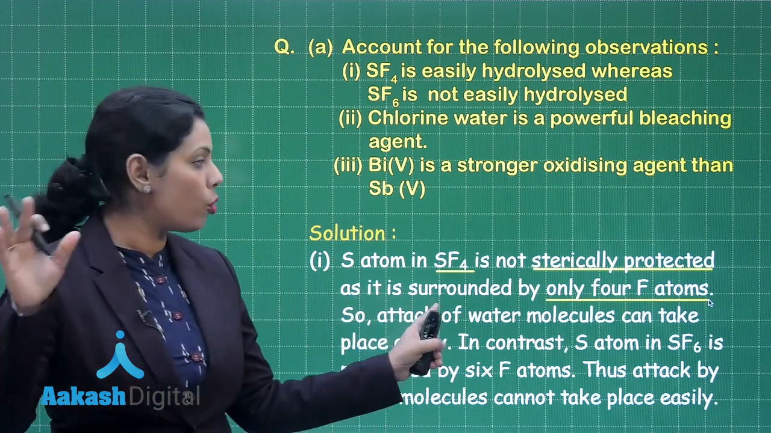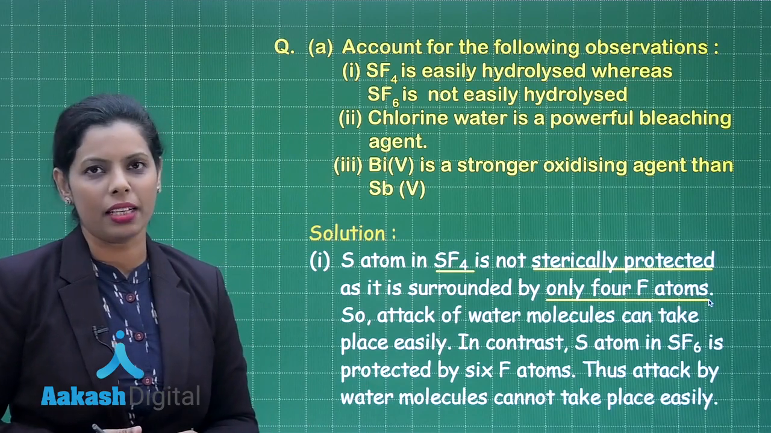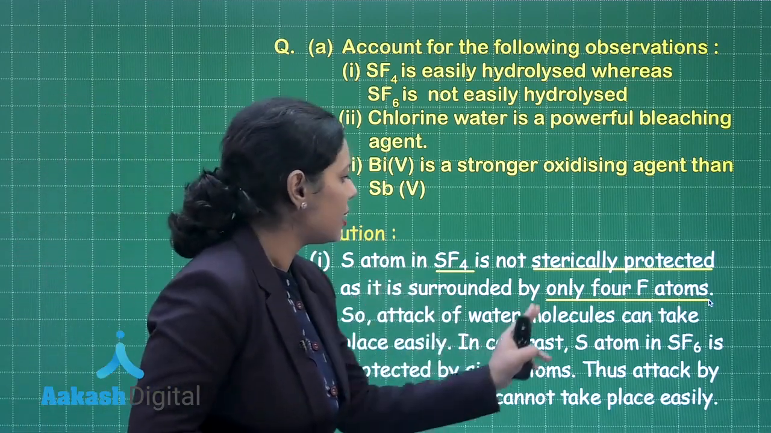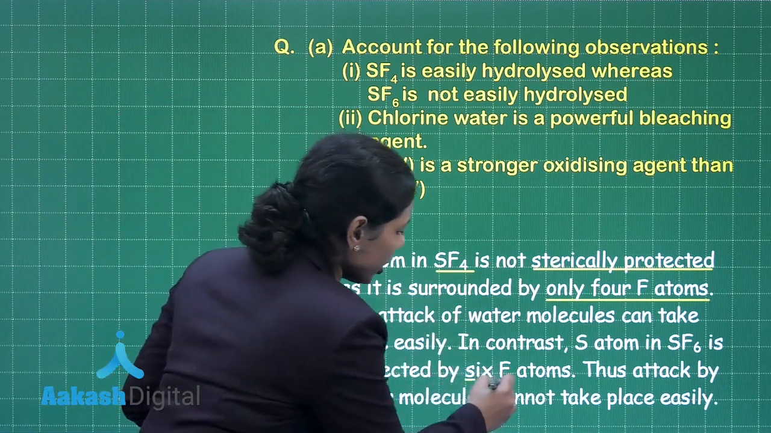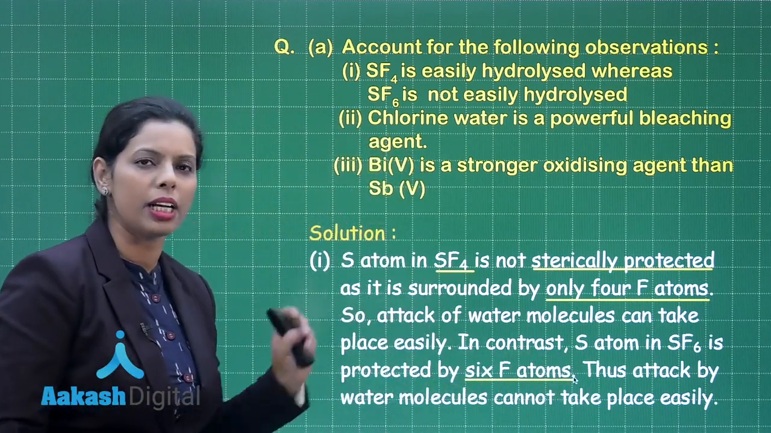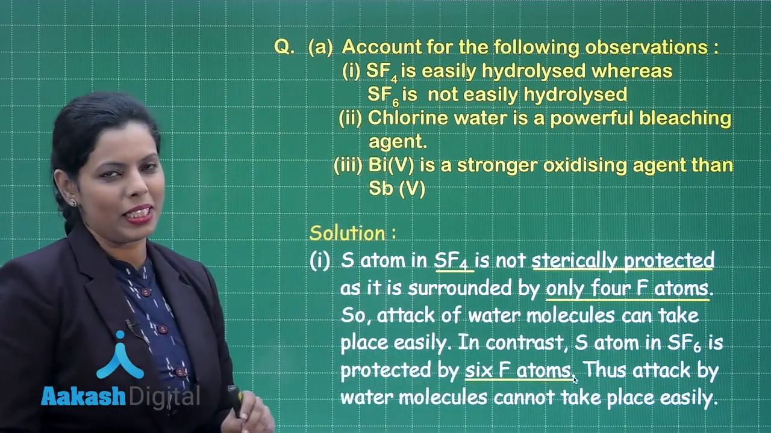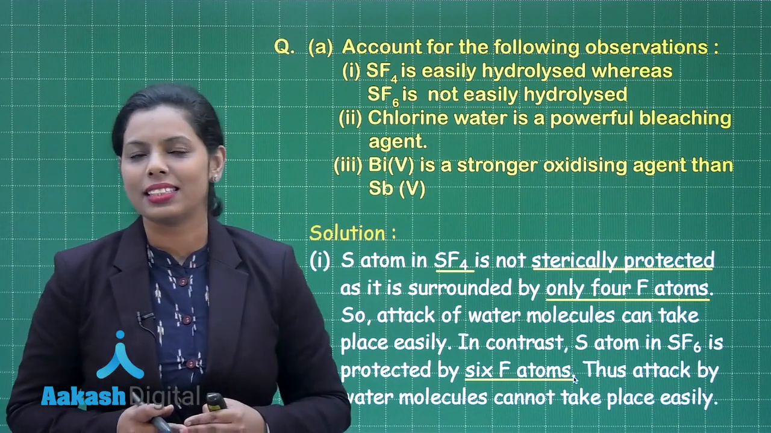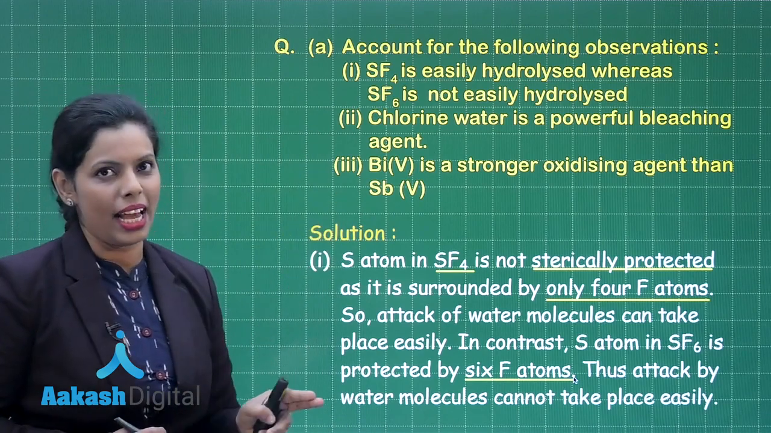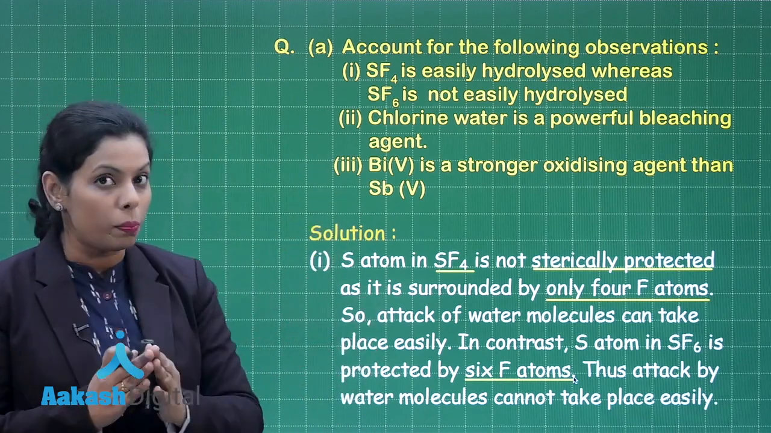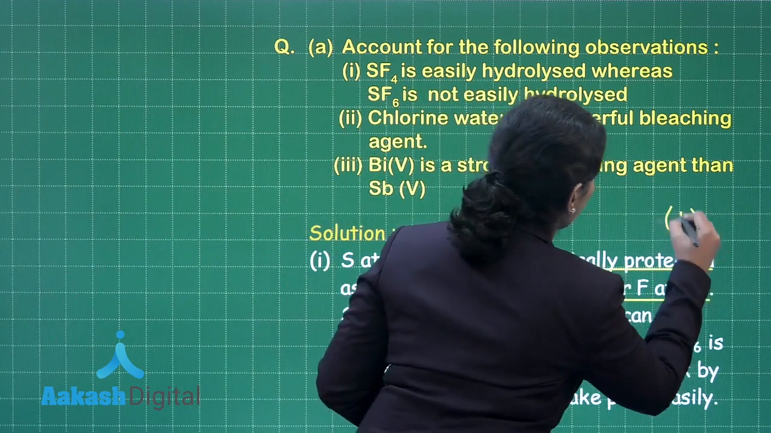So attack of the water molecules can take place easily in this case because only 4 fluorine atoms are there, while in contrast the sulfur atom in SF6 is protected by 6 fluorine atoms, as you can clearly see from its chemical formula. Thus, attack by water molecules cannot take place, and that is why hydrolysis is not possible in case of SF6. It is not easily hydrolyzed. For this, you would be getting 1 mark.